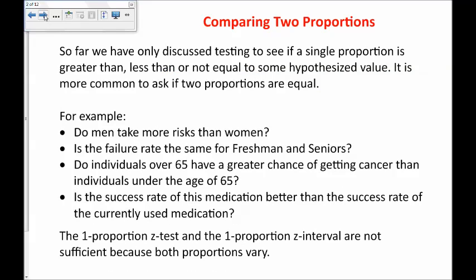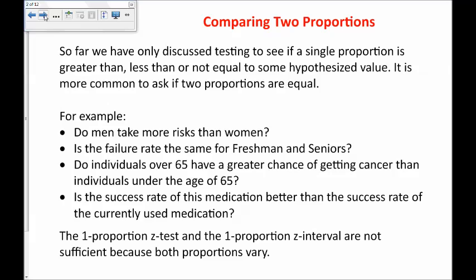So first, let's talk about comparing two proportions. So far, we've only discussed testing to see if a single proportion is greater than, less than, or not equal to some hypothesized value. But it's more common to ask about two proportions if they are equal or not. For example, do men take more risks than women? We'll look at an example of that later on.